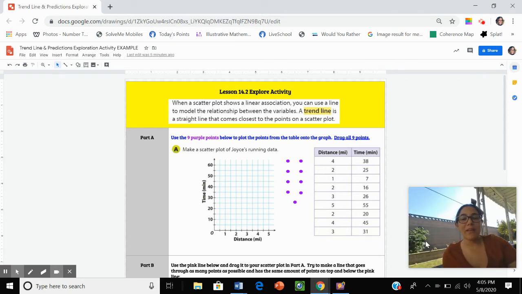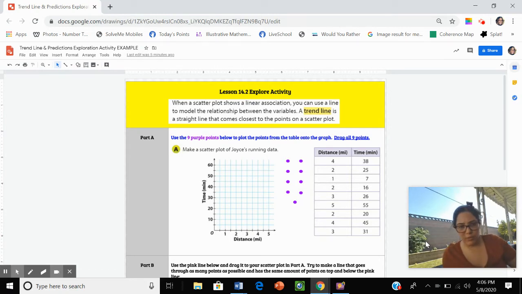This week we're going to be talking about trend lines and making predictions. Before we get started with this week's activity, I'd like us to do a little exploration. If you don't like doing this particular work online, you may do this assignment in your textbook and just snap a picture for me. It's in 14.2, the first page, the Explore number 1. So let's get to it.